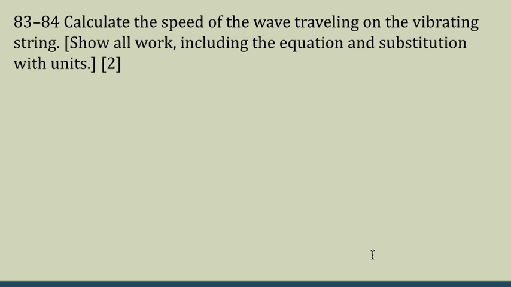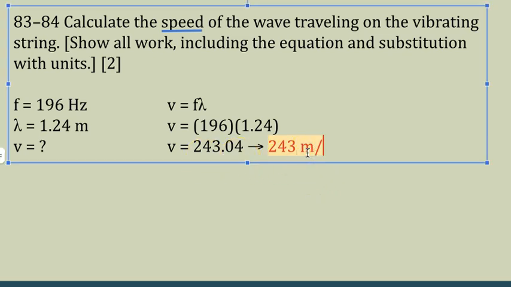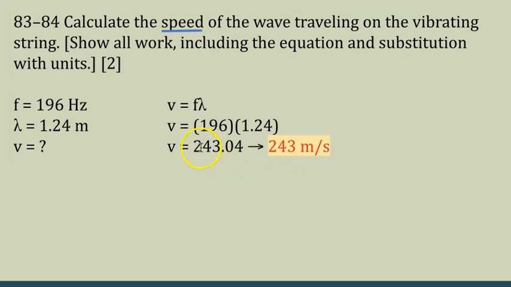Question 83 through 84 says calculate the speed of the wave traveling on the vibrating string. And of course, I have to show my work. I underlined speed because that's what I'm solving for, but there isn't really anything else noteworthy here in this question. I'm just going to be taking my information from the previous parts of this question. So we had already written down that F is equal to 196 Hertz. We just calculated that wavelength is equal to 1.24 meters, and I'm solving for velocity. That leaves me with this formula, V equals F times lambda, and I just multiply my two numbers together, and I get 243 meters per second. I got 243.04 in my calculator, and I just rounded to 243.